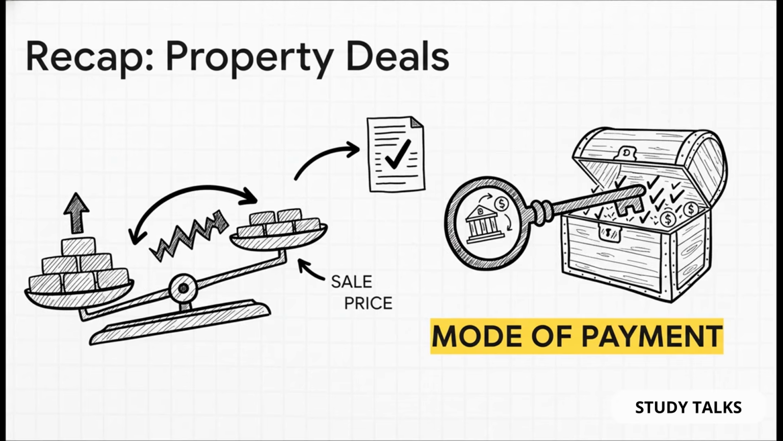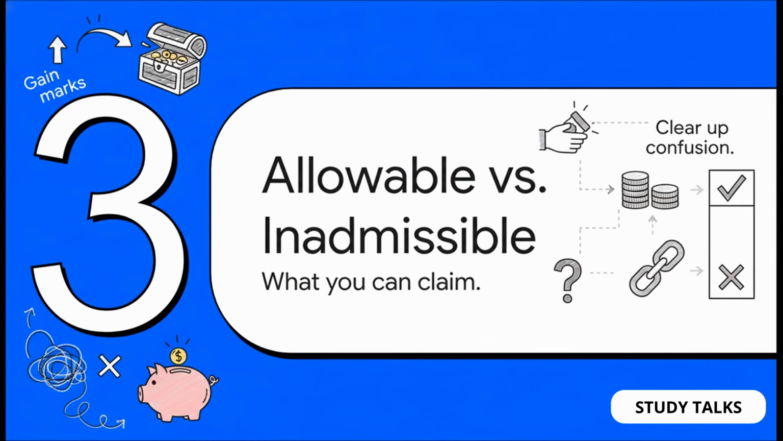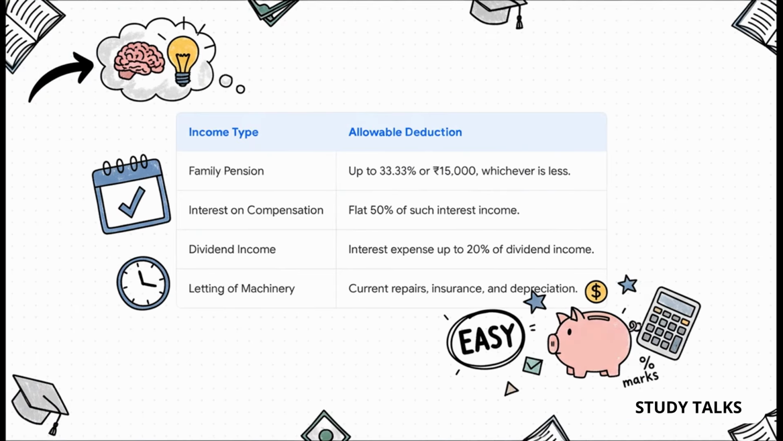Right. Section 3, deductions. Listen up because this is where easy marks are won and lost. Examiners love to test the common confusion points right here, so let's make sure you're not one of the people who gets confused. This table is your friend. You need to memorize these limits. No excuses. Especially family pension, 1/3 or 15,000, whichever is less, and the interest on compensation, which is a straight 50% deduction. These are gift marks, people. Don't leave them on the table.